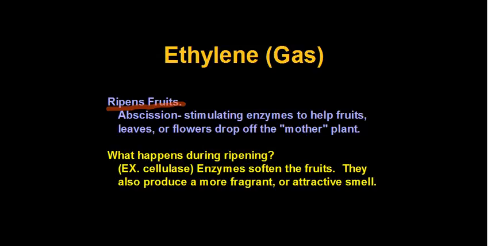So what happens during ripening? Well, enzymes such as cellulase soften the fruits or flowers or whatnots, and that makes them more attractive smelling and just looks more pretty, because most fruits or flowers we see are brightly colored. Just makes them look more attractive.